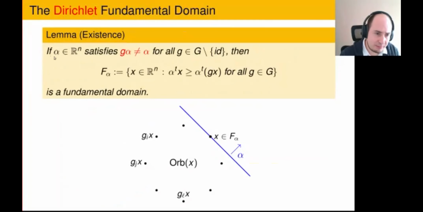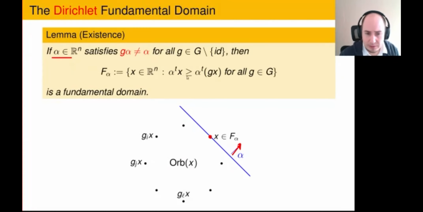So let's take some vector alpha. Think about it as a direction in Rn, right? And now let's look at an orbit of some point. And now you would like to pick one element in this orbit. So one way of picking that element is saying, okay, I'm going to find the X I want to pick in my set, in my fundamental domain F, the element in the orbit that maximizes this function. Okay, so how do you do that?